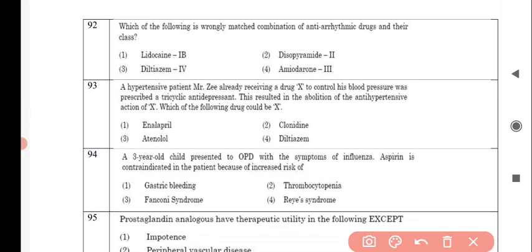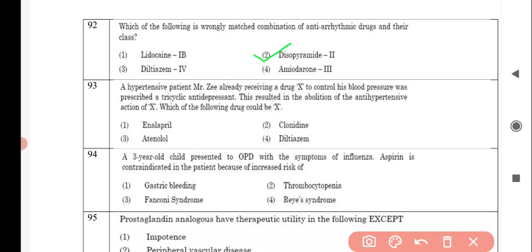Next question is which of the following is wrongly matched combination of antiarrhythmic drugs and their class, and the correct answer is option number 2, disopyramide and class 2.